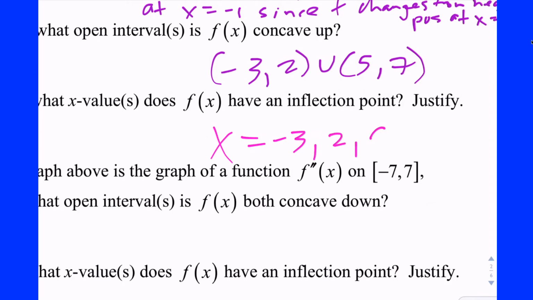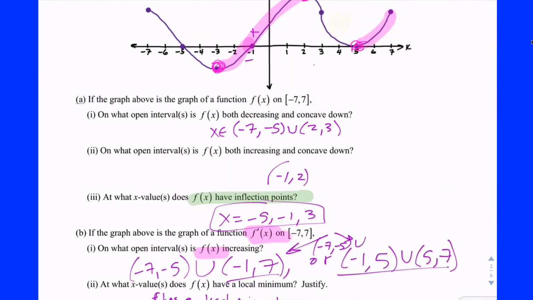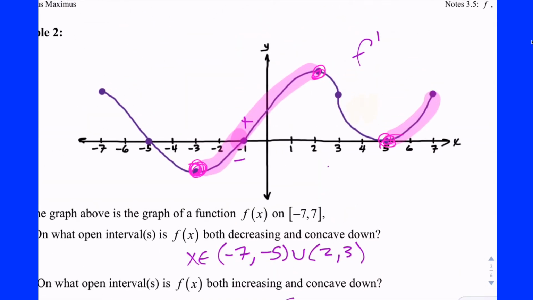Did it ask to justify? Oh yes, darn it. Let's just talk about it because I think y'all have this down. Two of them change for the same reason, yes, at -3 and 5. So you can clump those together.